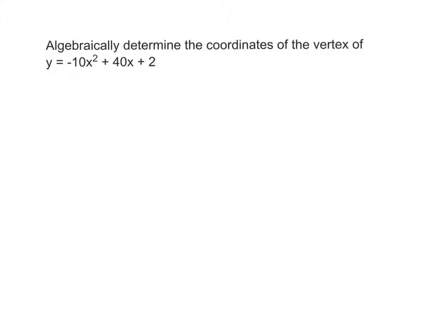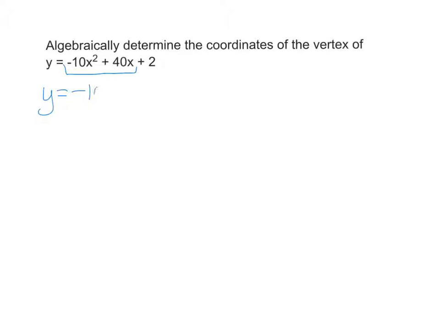Here's the next one. Algebraically determine the coordinates of the vertex of this. So it's not actually asking us to switch it to vertex form, but if we want to algebraically find the vertex, then this is one way to do it. So we're going to complete the square so that we can tell where the vertex is. Do you remember what that first step was? Yep. Factor out the coefficient just from these two terms, right?